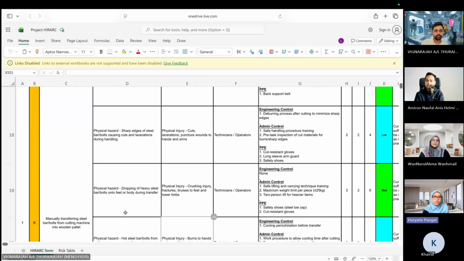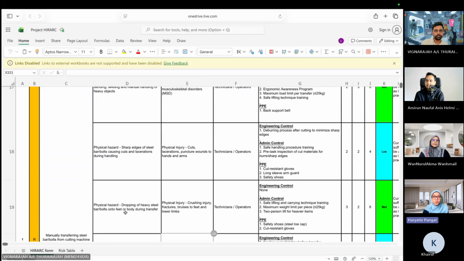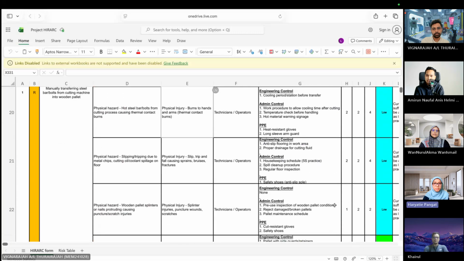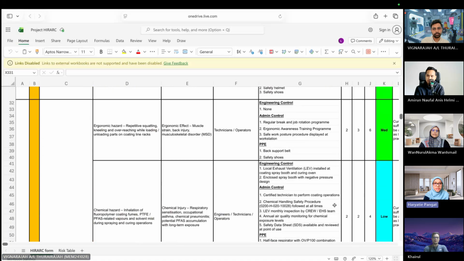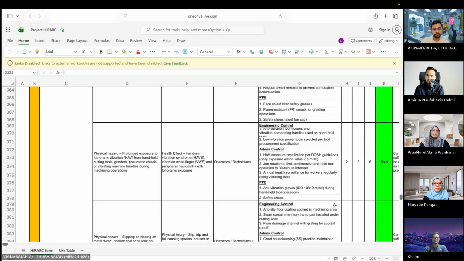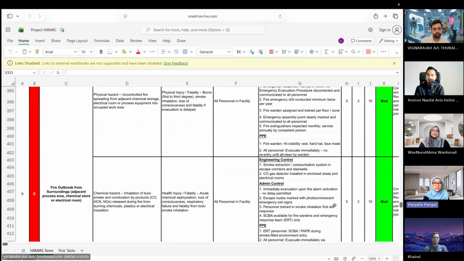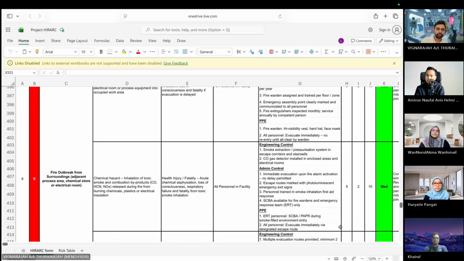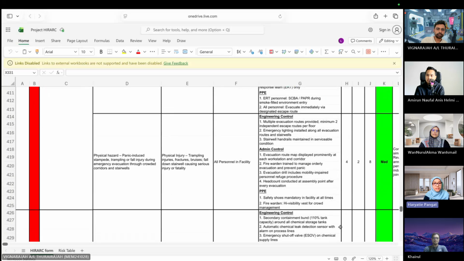So from routine, we also conducted emergency situations. Can you scroll down a bit lower for the emergency? Further down for the emergency. Okay, so this is an example for the emergency case. We have the fire outbreak, the chemical spillage, the power trip, and also medical emergency.